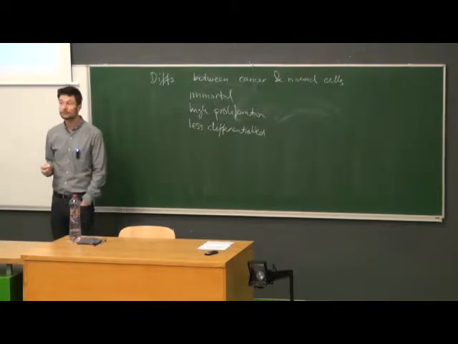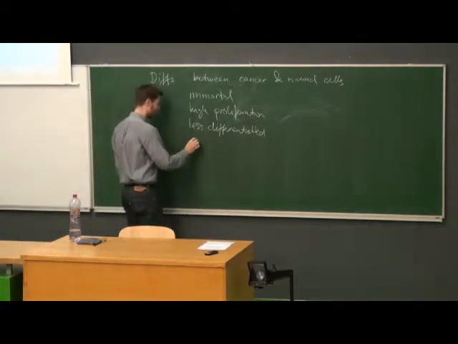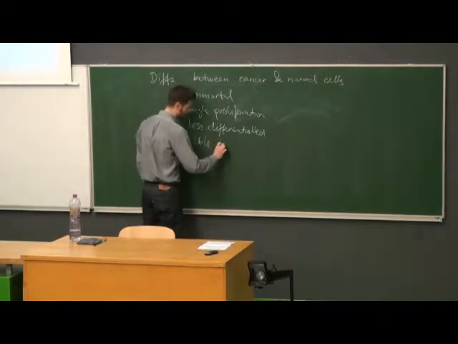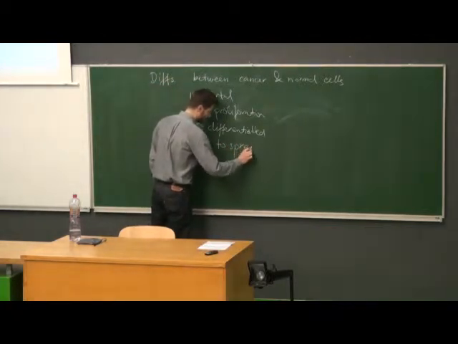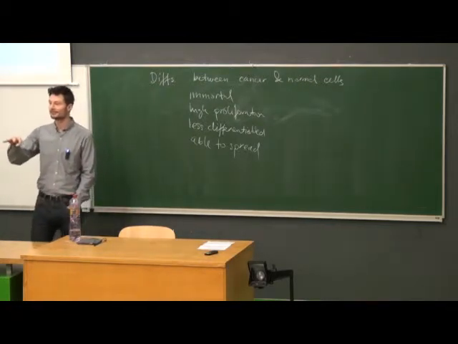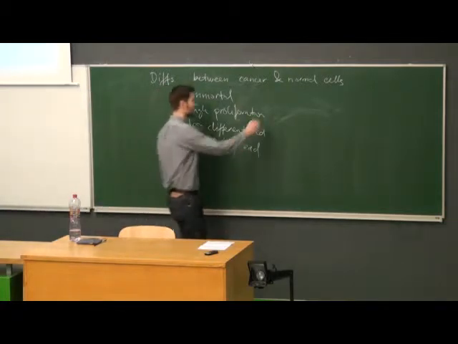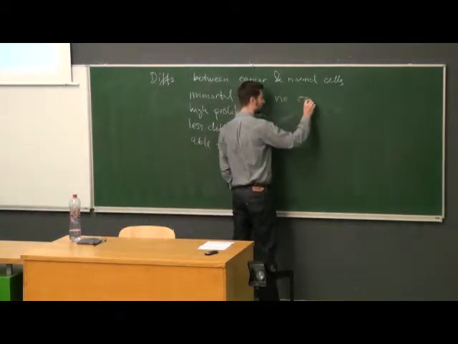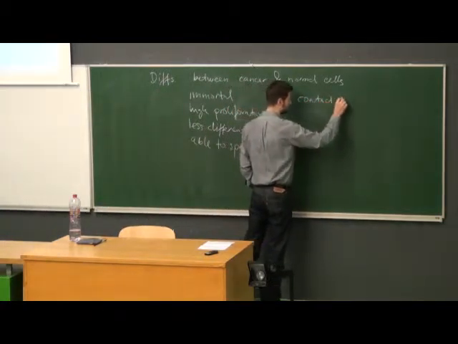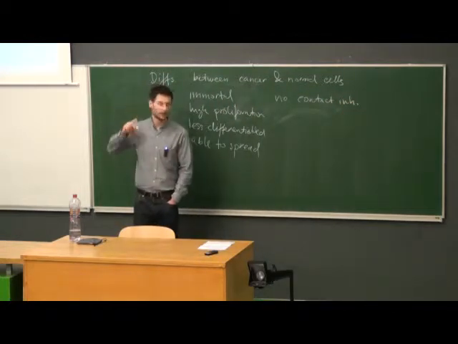What about metastasis? Okay, so they're able to metastasize. Let's put able to spread. Lack of contact inhibition. Say again? Lack of contact inhibition. Okay. Resistance to apoptosis. Okay.